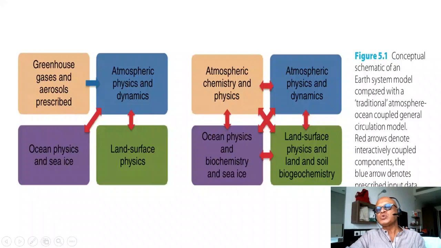So this is a conceptual schematic of an Earth system model compared with a traditional atmosphere ocean coupled general circulation model. Red arrows here denote interactively coupled components, and blue arrows denote where the data has been prescribed. So if you think about a coupled climate atmosphere ocean land model, then greenhouse gases and aerosols tend to be typically prescribed. So they may be varying season to season, year to year, based on observations, but they are not interactive, they're not prognostic, they are not changing with the climate, they are just prescribed.